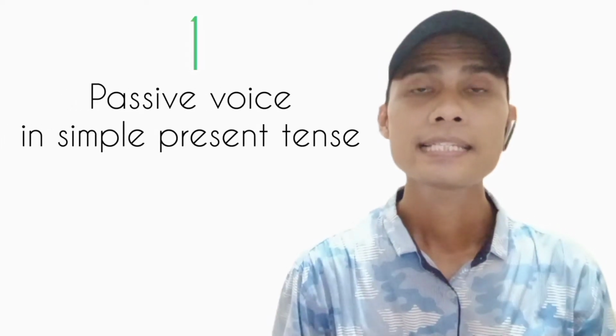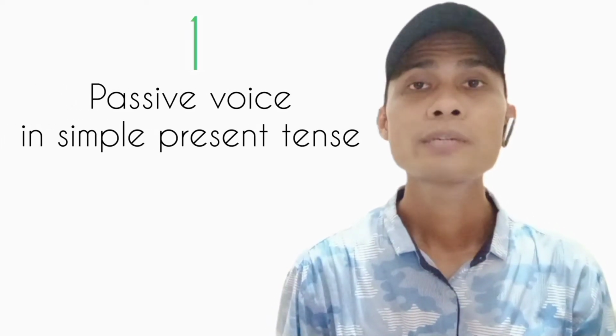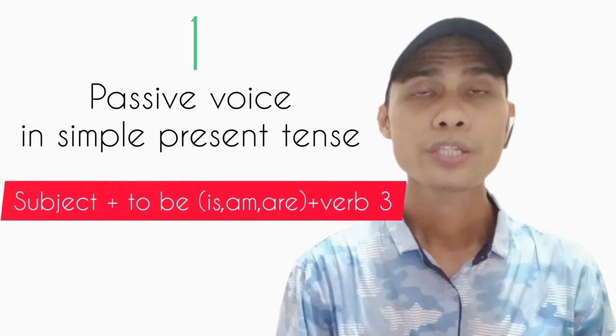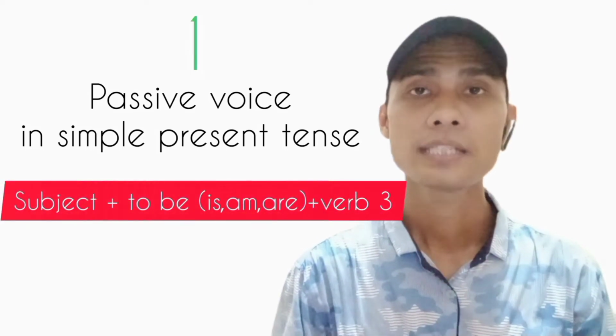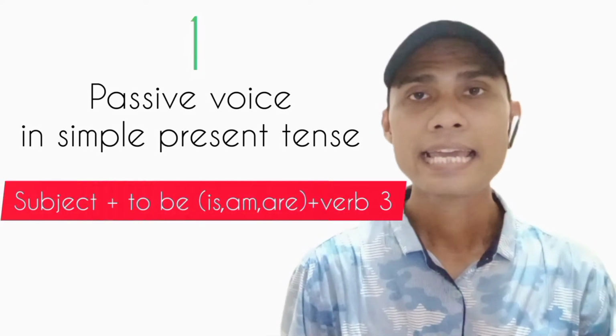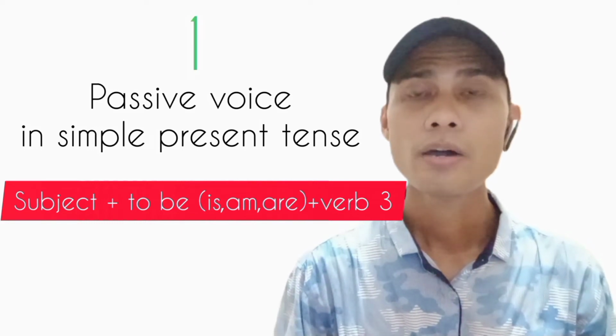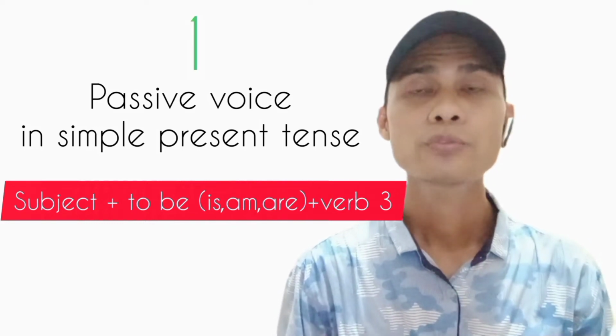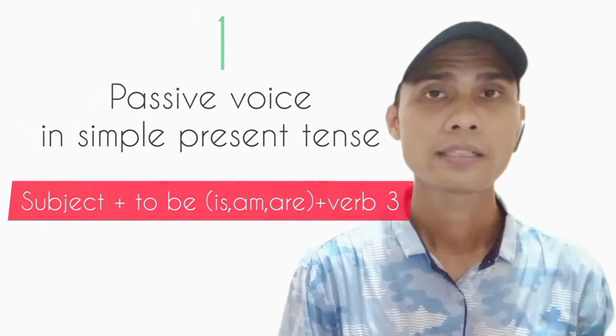To construct passive sentences, we must know and master the structure of the sentence itself. Here, I will explain briefly how sentences are constructed in passive form. 1. Passive voice in simple present tense. To begin with, the structure we use is subject plus to be. In this case, we use is, am, are plus verb 3 or past participle.